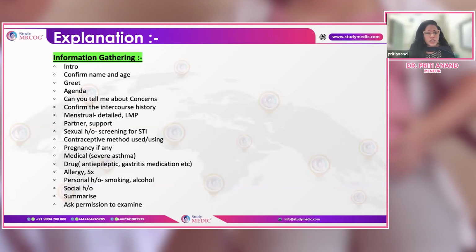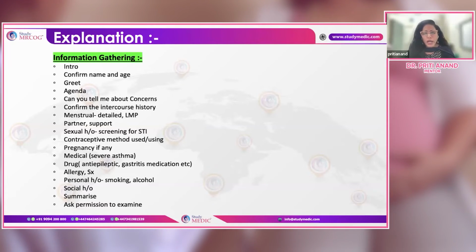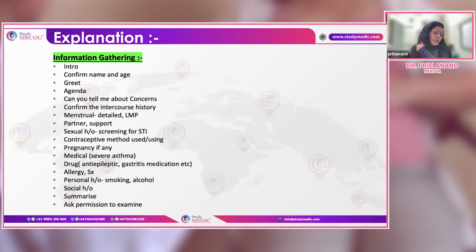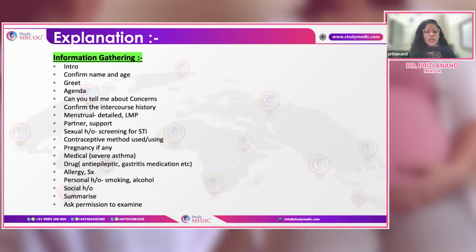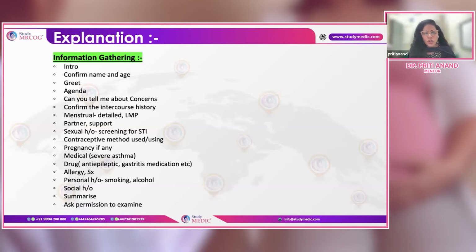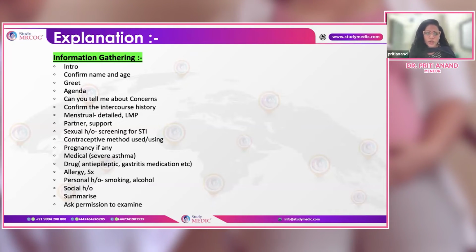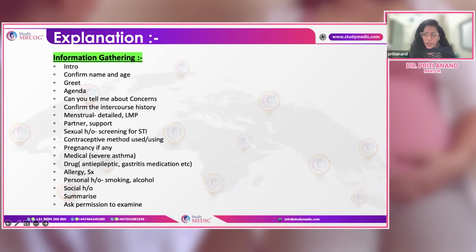Then her partner's sexual history and screening for STIs, any contraception use, obstetric history, I mean any babies or anything she had in the past, her medical or surgical history of importance, any drugs she is taking, any allergies she has, any personal history of smoking, alcohol, social history, whom does she live with, what is her occupation, what is the support at home. So you can summarize if you like, and ask permission to examine if it is required. Okay.